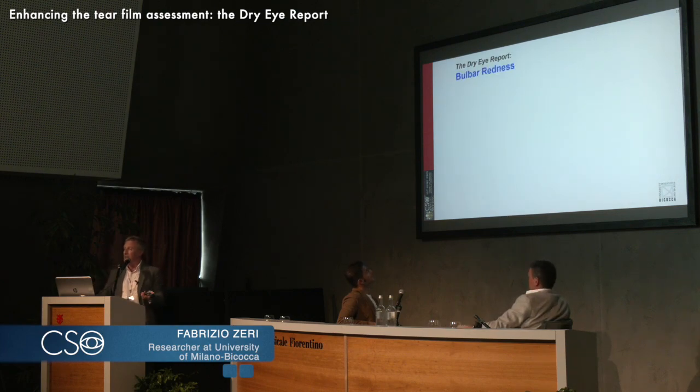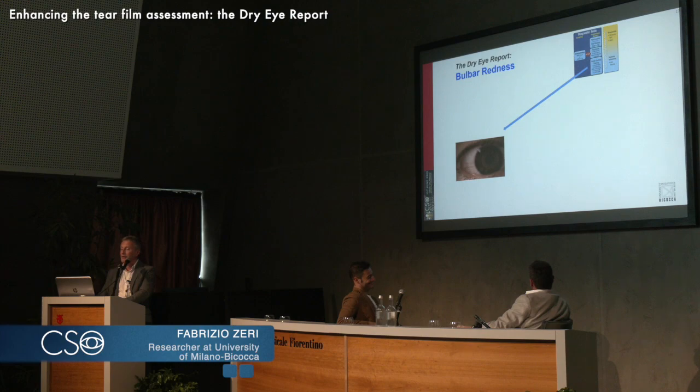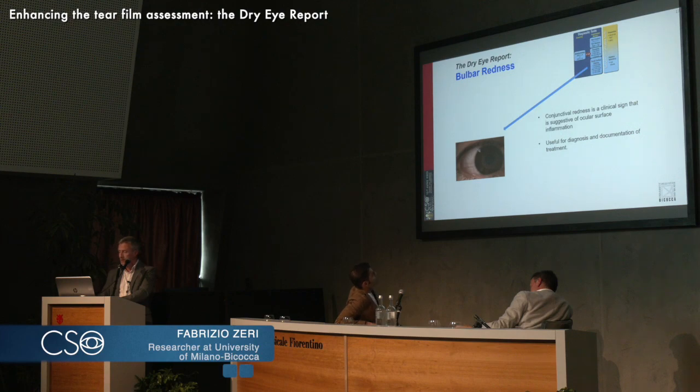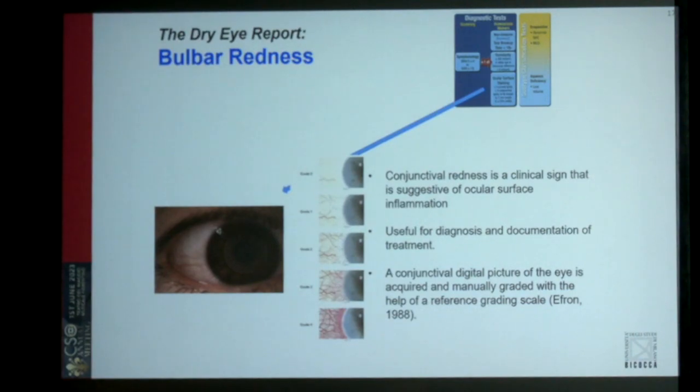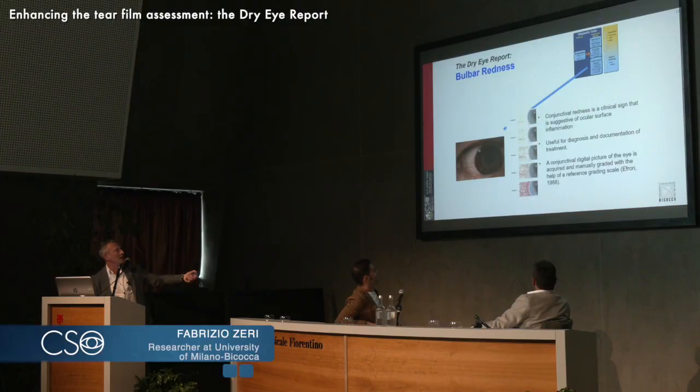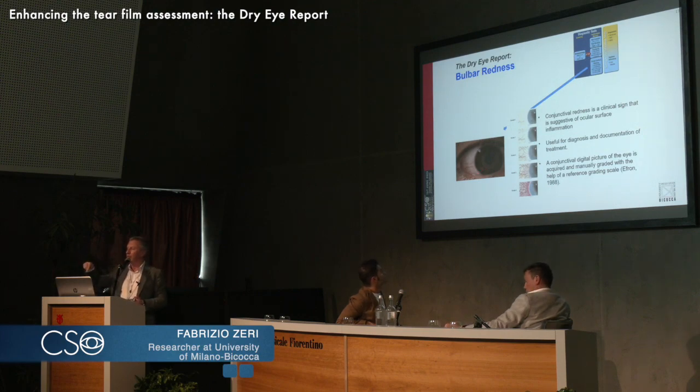Okay, bulbar redness, very simple. You can get an image of the eye, and you can compare this image for bulbar redness with a very common grading scale. This is the Efron grading scale, made by Nathan Efron in 1998 for the first time, and it allows you to see if there is a change in the ocular redness.